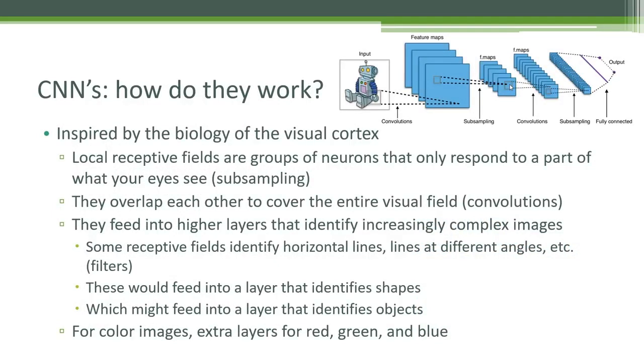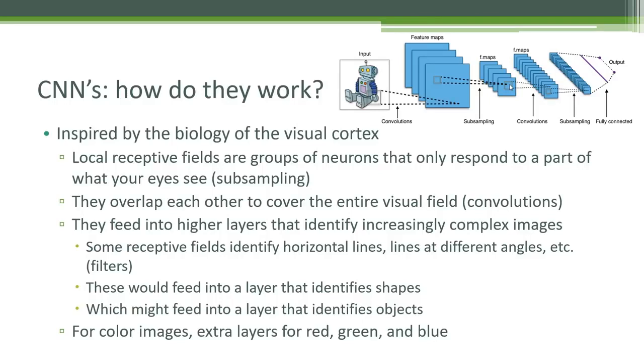So how do they work? Well, CNNs, convolutional neural networks, are inspired by the biology of your visual cortex. It takes cues from how your brain actually processes images from your retina, and it's pretty cool. It's also another example of interesting emergent behavior. The way your eyes work is that individual groups of neurons service a specific part of your field of vision. We call these local receptive fields.